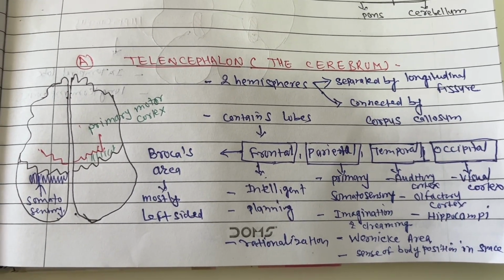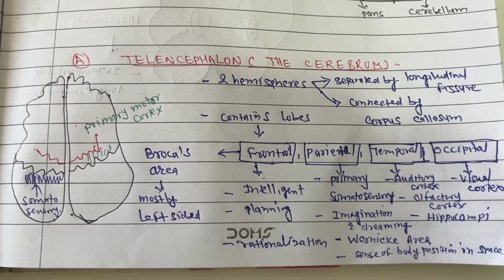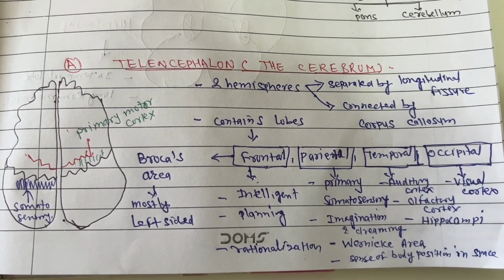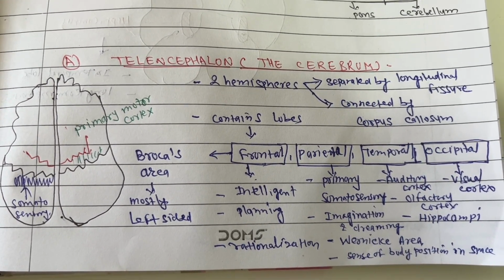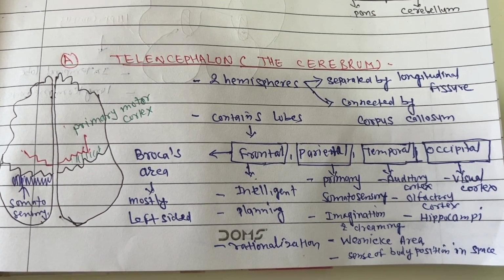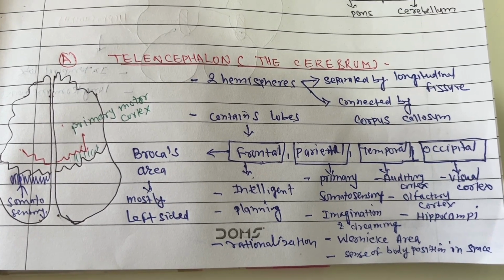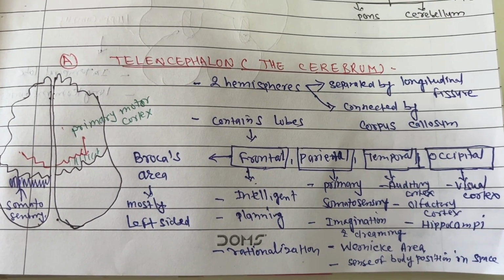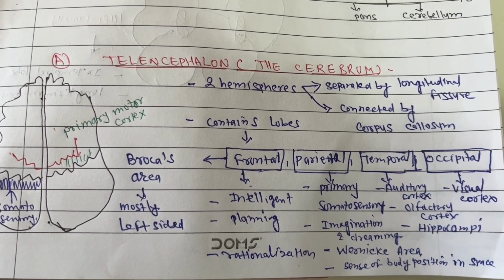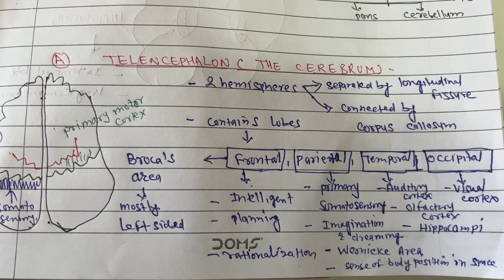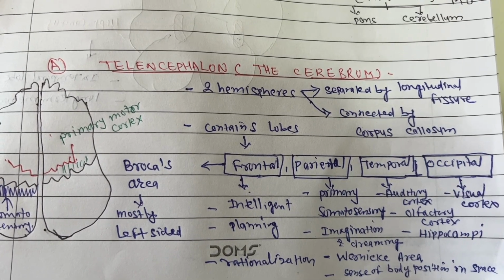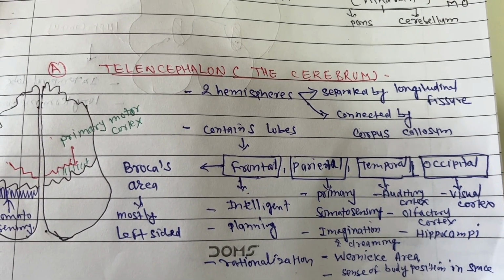The majority of it is the cerebrum of the brain. It has two hemispheres, separated by the longitudinal fissure and connected by the corpus callosum, which is a white matter bundle. It contains four lobes: frontal, parietal, temporal, and occipital. The frontal lobe mainly handles thought processes and intelligence. The parietal lobe has Wernicke's area and the somatosensory area. The temporal lobe mainly has the olfactory region and auditory area, and the occipital lobe is related to the visual cortex and associated visual area.